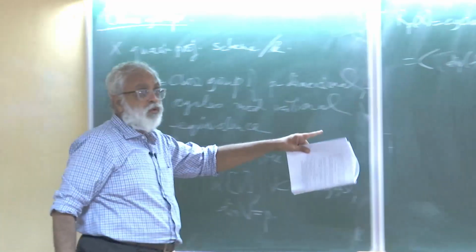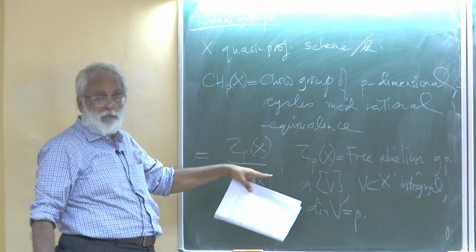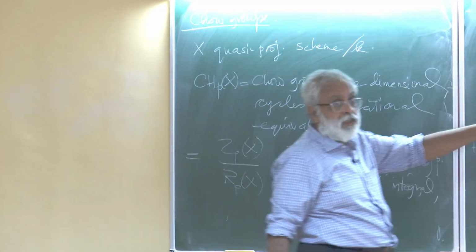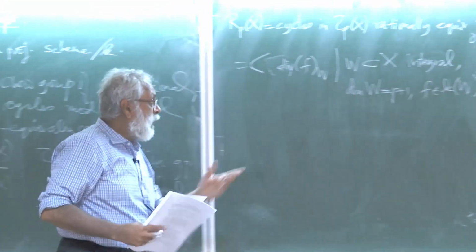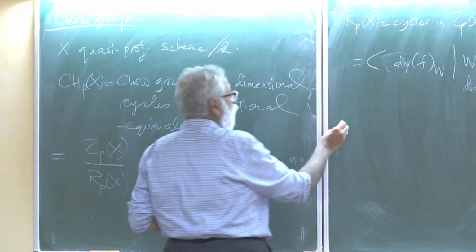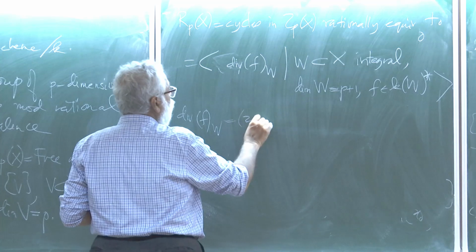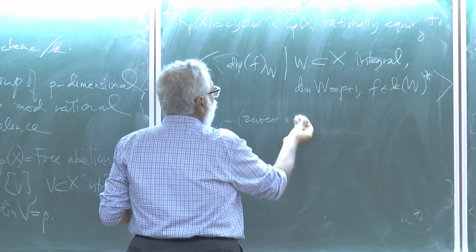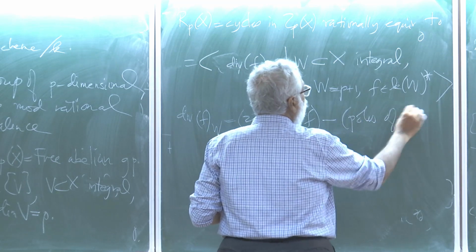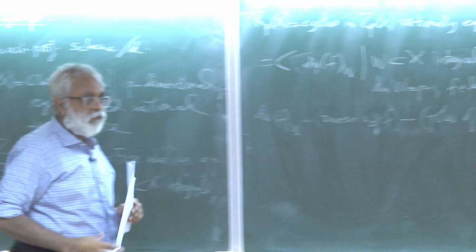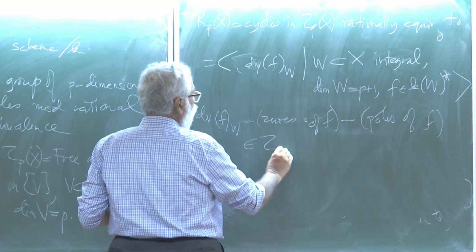So take varieties W, integral subvarieties W of dimension p plus 1. Take a non-zero rational function f on such a W, where star means non-zero, and then take its divisor, div f. On W it is the zeros of f minus the poles of f, right? And this is an element in Z_p(X).